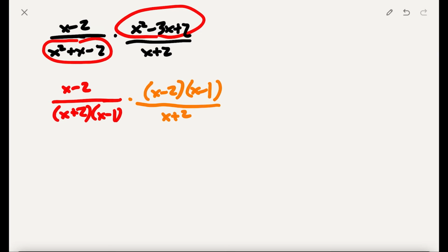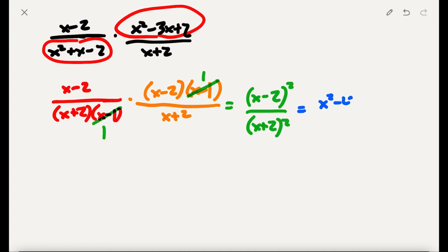Okay, I'm going to divide out the common factors. So x minus 1 and x minus 1 will divide out. The rest of them will not divide out, though. So you're going to be left with x minus 2 quantity squared for the numerator and then x plus 2 quantity squared for the denominator. Which, if you expanded this, you would get x squared minus 4x plus 4 over x squared plus 4x plus 4. That's the final answer.